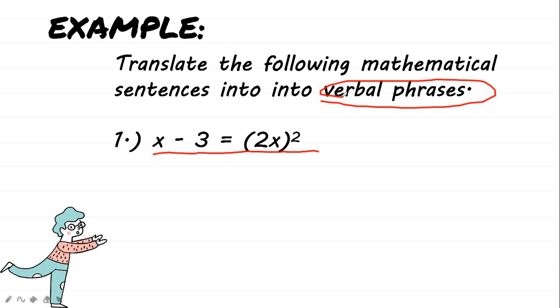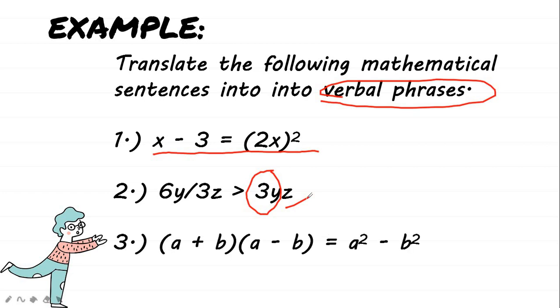Okay, let's have example number 2. 6y over 3z is greater than 3yz. We can translate this mathematical sentence into a verbal statement as the quotient of 6 times a number y and thrice a number z is greater than thrice the number y multiplied by z. Remember, y is the only variable that is multiplied to 3, not z. So again, the quotient of 6 times the number y and thrice the number z is greater than thrice the number y multiplied by z. Okay, so that is example number 2.